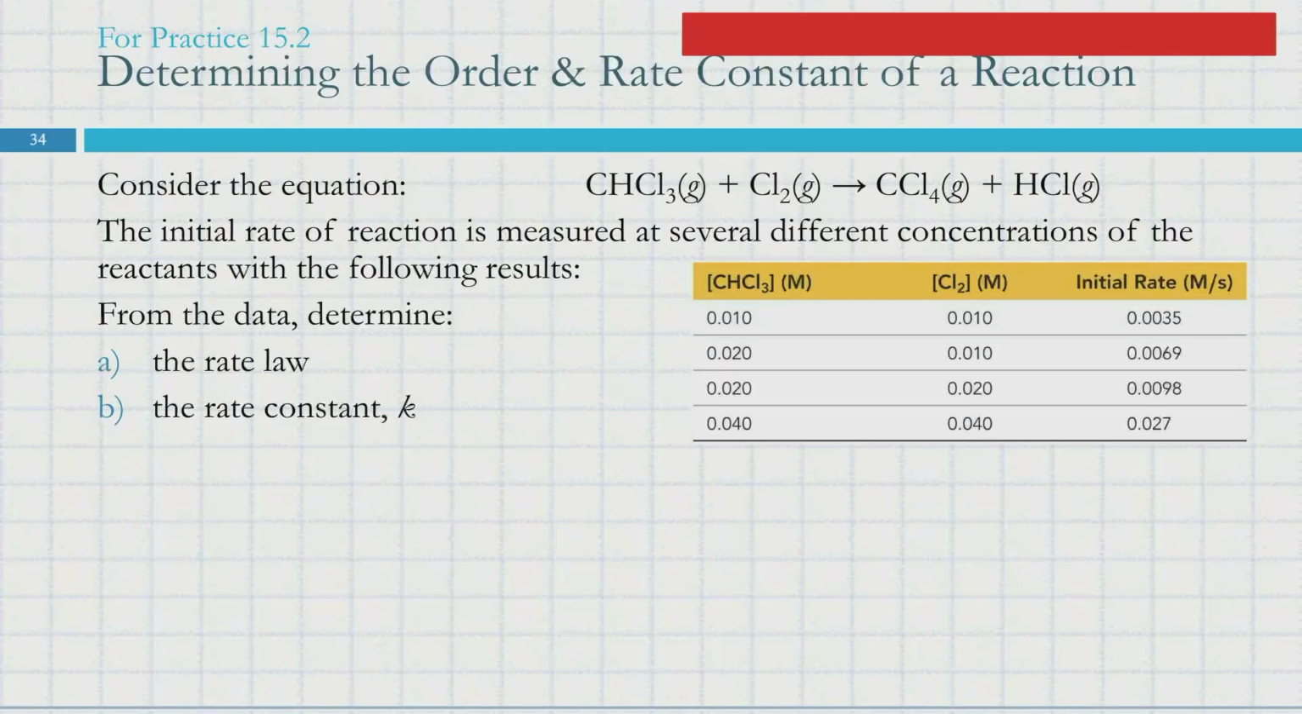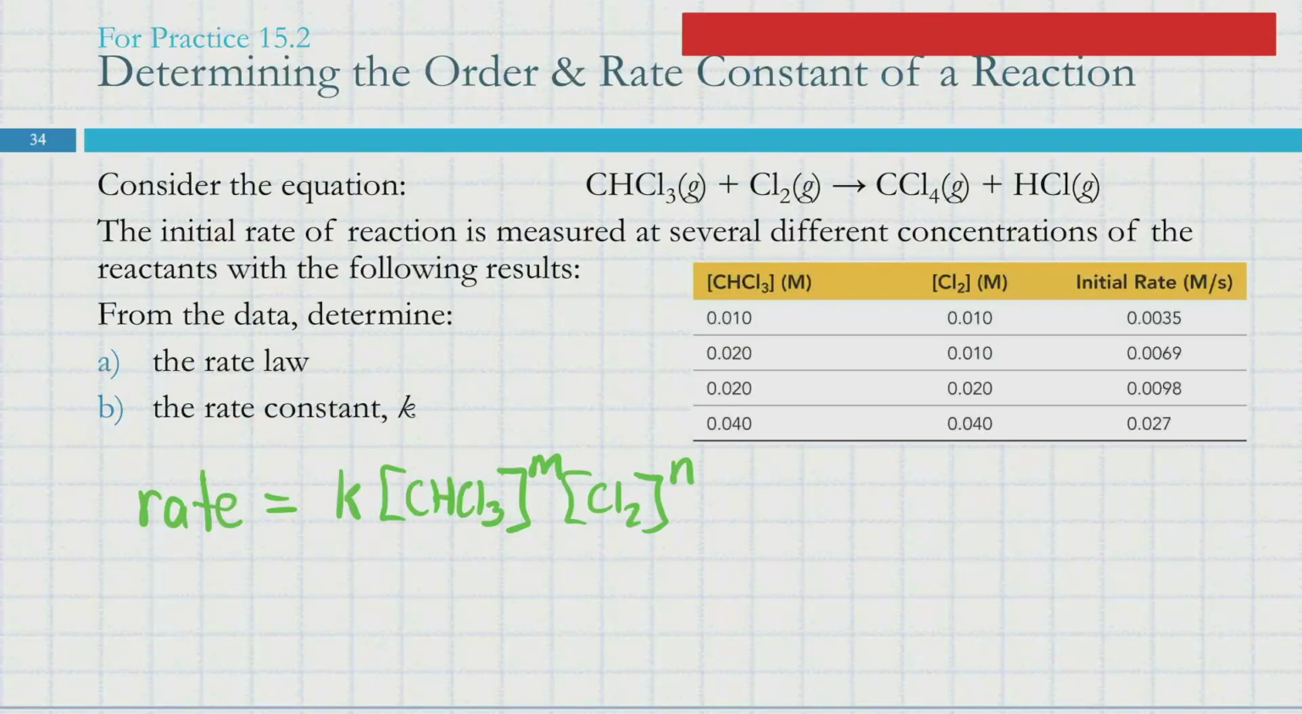The initial rate of reaction for this reaction is measured at several different concentrations of the reactants with the following results. In that table from the data, determine the rate law and also the rate constant K. The first thing that we're going to want to do is write out our rate law. So our rate is equal to K times the concentration of our first reactant raised to some power times the concentration of our second reactant raised to some power, possibly a different power.